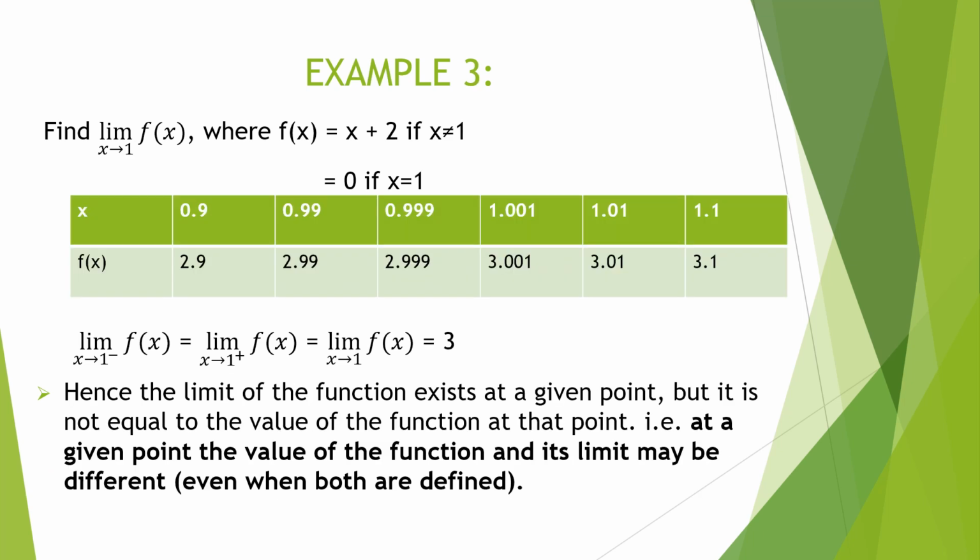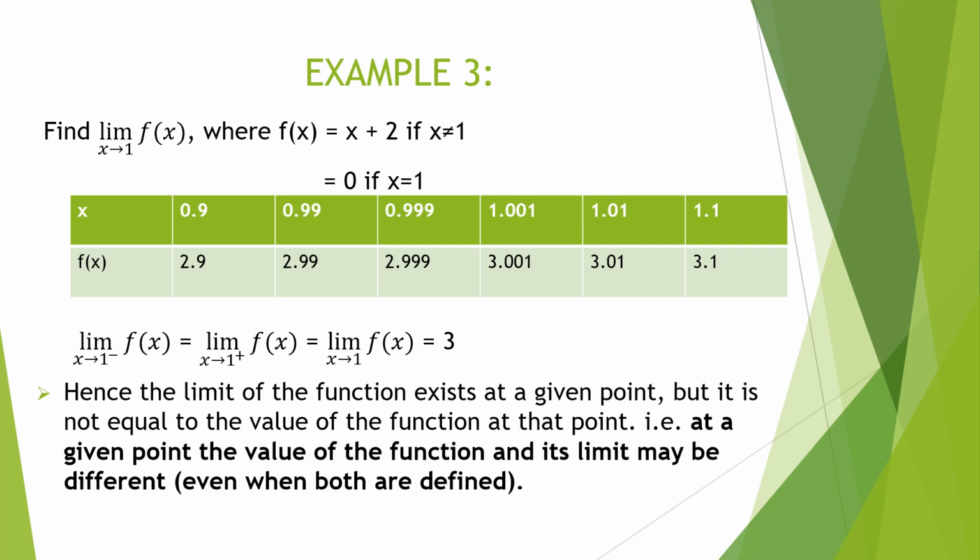Third different case. Find the limit as x tends to 1 of f(x) where f(x) is equal to x plus 2 if x is not equal to 1 and is equal to 0 if x equal to 1. And you have to find the limit as x tends to 1 of f(x). X tends to 1 means from the left hand side and from the right hand side I take the values of x which are nearby 1. So 0.9, 0.99, 0.999, 1.001, 1.01 and 1.1. Again, in all these cases x is not exactly equal to 1.